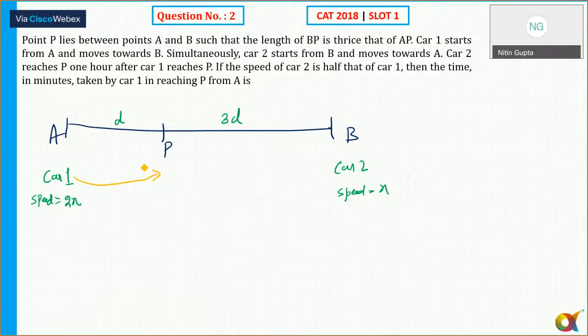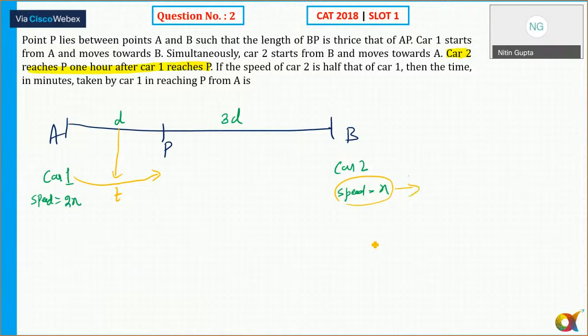Now, the second point it says: car 2 reaches 1 hour after car 1 reaches P. So if I say car 1 is taking a time T to travel distance D, remember, again, I'm trying to use logic here orally. So car 1 is taking a time T to travel distance D. Now the speed of car 2 is half. So for distance D, car 1 is taking T. So for distance D, how much will car 2 take?